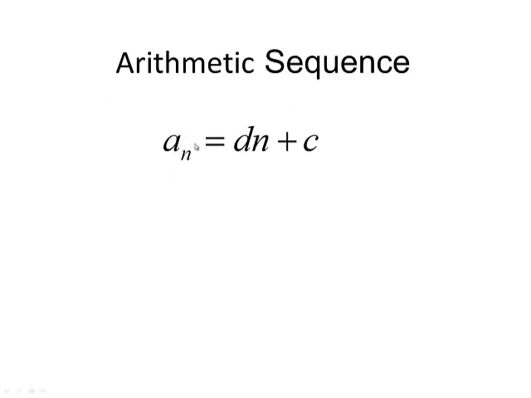So here is your formula. You're going to see it in two different ways. a sub n, or any term, is equal to the common difference times the term number that you're looking for. If you're looking for the first term, n would be 1. If you're looking for the second term, n would be 2. If you're looking for the 10th term, n would be 10. And plus this constant c. That constant c is really the one before the first one. So if you take the first term and subtract your common difference, you'll get c.